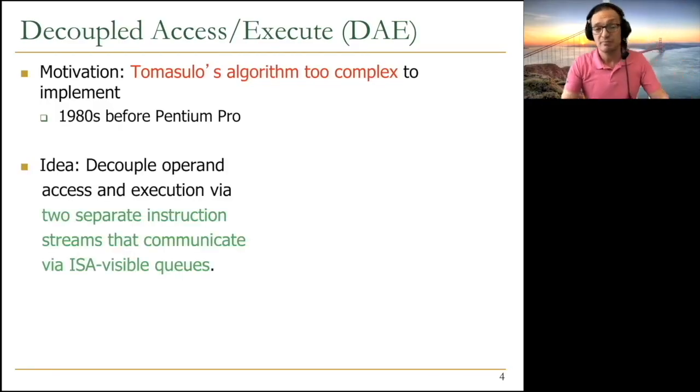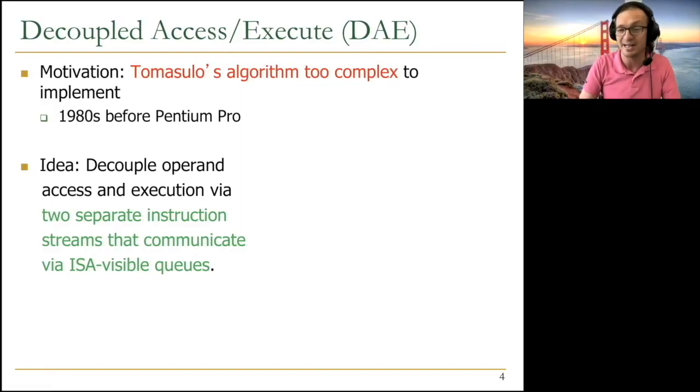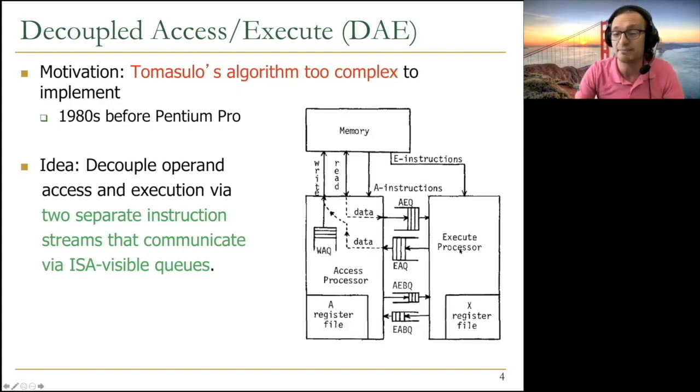Basically, the idea is to decouple operand access or memory access versus execution, computation, via two separate instruction streams that communicate through ISA visible queues. That's the basic idea. You look at a decoupled access execute system: you have an access processor and an execute processor. The access processor's task is just to get memory data and supply it to the execute processor. The execute processor's task is to give the addresses that it needs to the access processor. And they communicate through these queues.